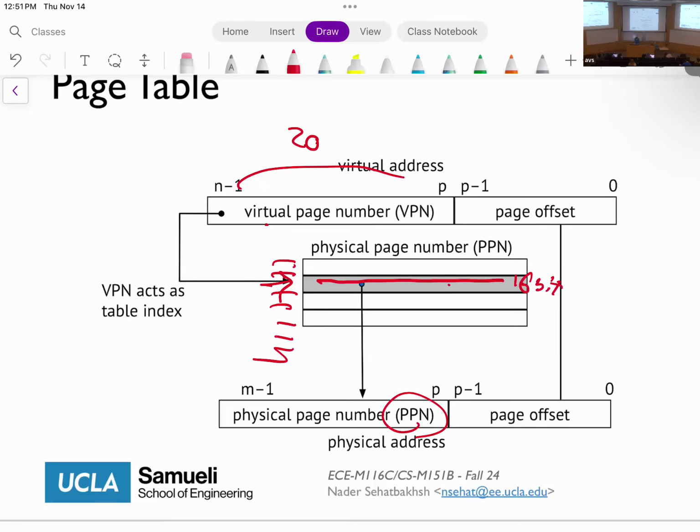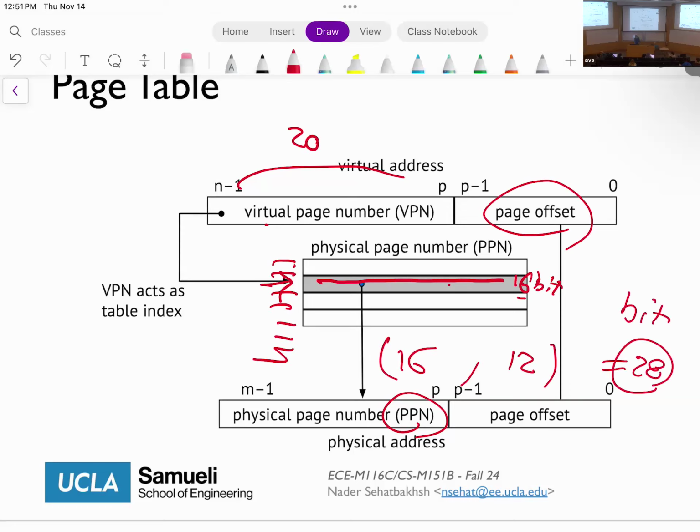Okay? So I'm going to take that number. I'm going to put it as PPN. I'm going to take the page offset here as well. So I'm going to have a 16-bit number here, and I have a 12-bit number here. I'm going to concatenate these together. Then I'm going to have a 28-bit number. That is my physical address. That is the address that I actually literally take and access the memory and read the value and take it back. Okay? Question?